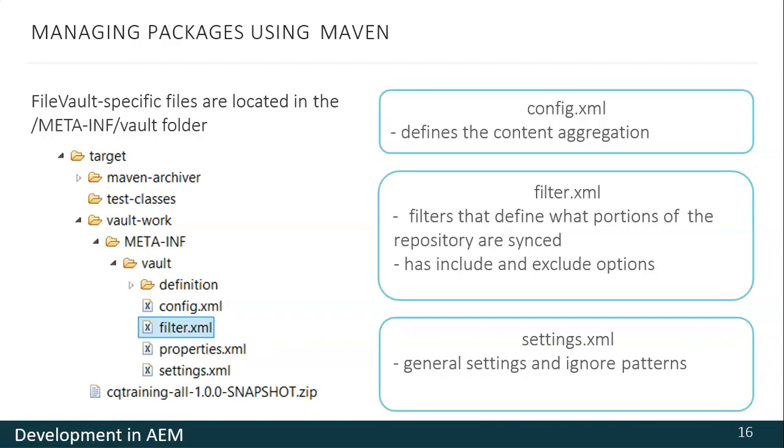The main configuration files for the packages are config XML, which defines the content aggregation, and filter XML, which defines what portion of the repository is synchronized and has include and exclude options. Settings XML contains the general settings and ignore pattern.